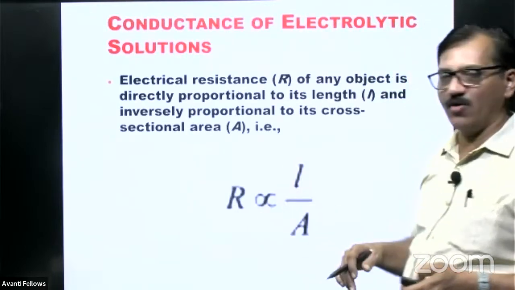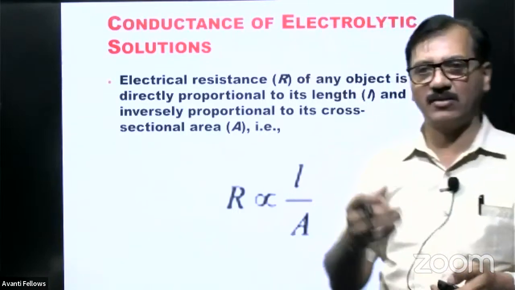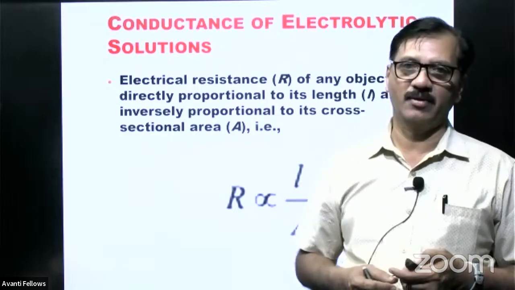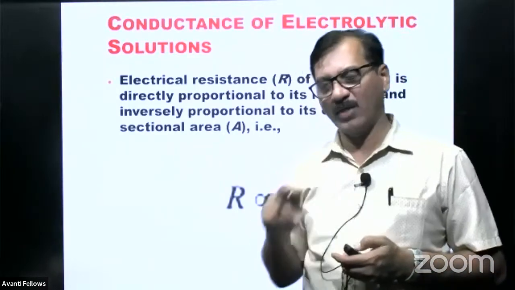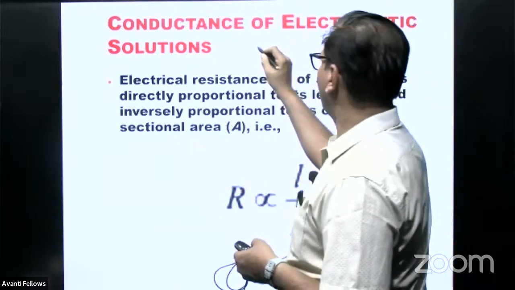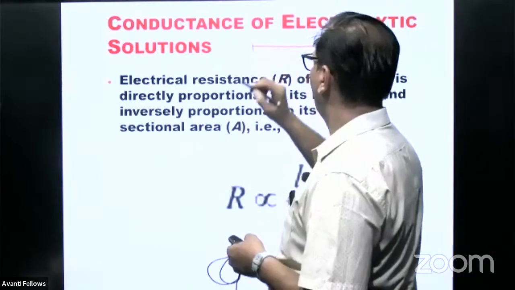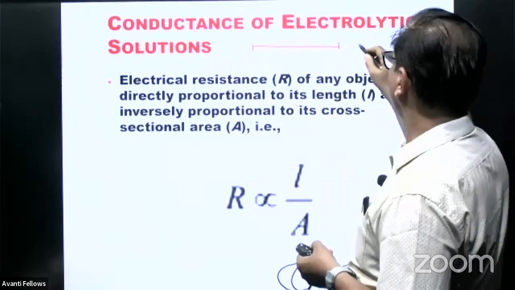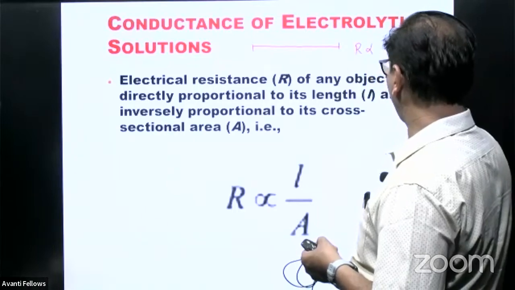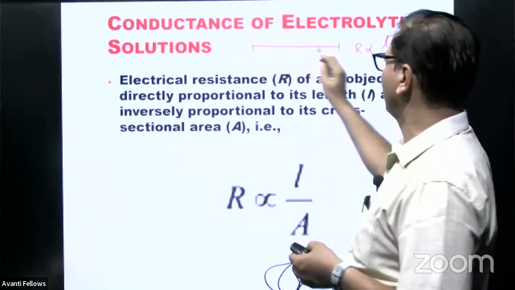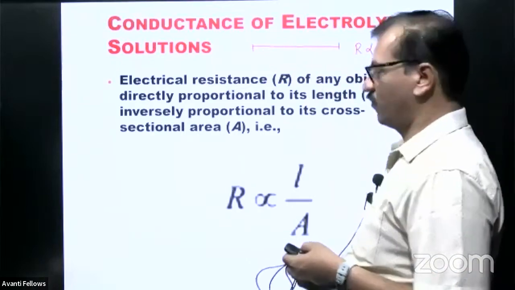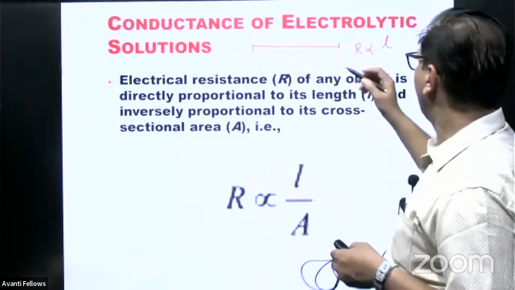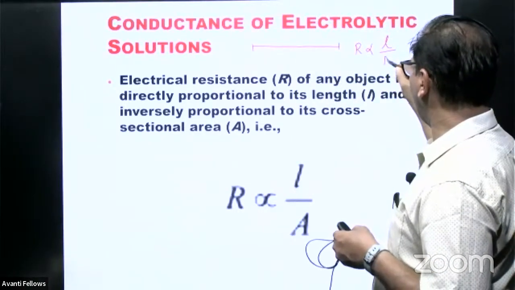Always we go from the resistance. We won't measure conductance, we will measure resistance, right? Even in the metallic conductor that we have done. Now, suppose there is a metallic wire. The resistance is directly proportional to the length of the wire. If the length of the wire is more, the resistance will be more. And it is inversely proportional to the area of cross section.